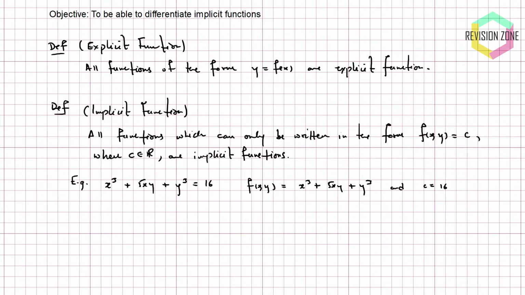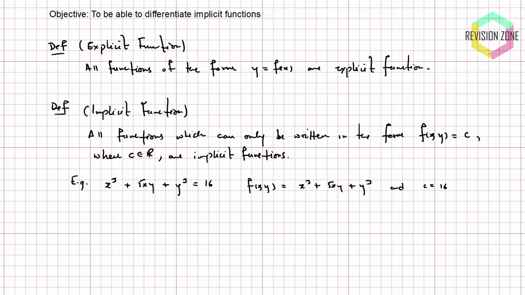Now, the thing to keep in mind is it's not possible to rewrite this in the form just y equals f of x. You might think you can rearrange this so that you can write y explicitly in terms of x. The point is that's not always possible. And when that's not possible, we call the function we began with an implicit function.